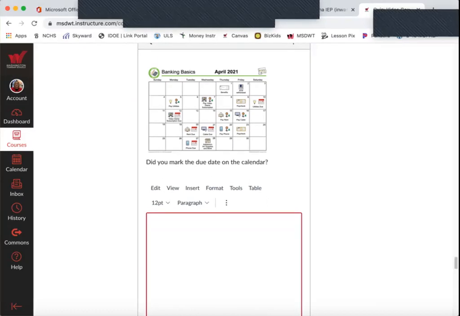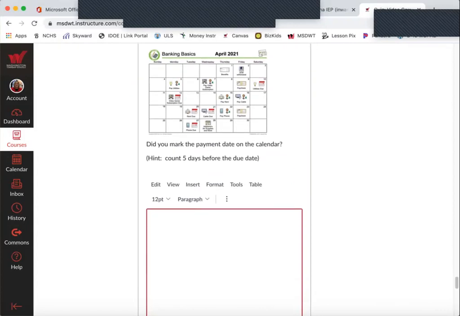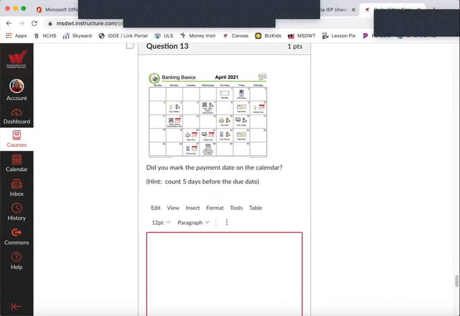Now, mark the due date on the calendar. So April 20th, you're going to write rent due. Make sure you find April 20th and write rent due. Did you mark it on the calendar? Yes. Okay. Did you mark the payment due date? Hint, count 5 days before the due date.